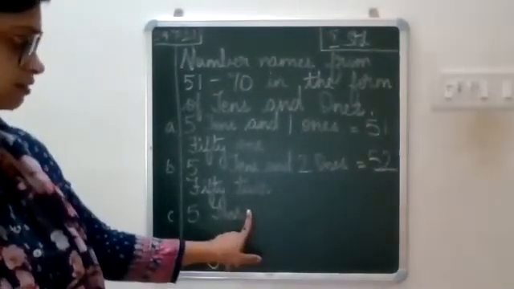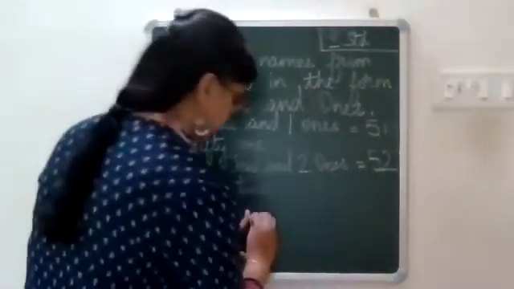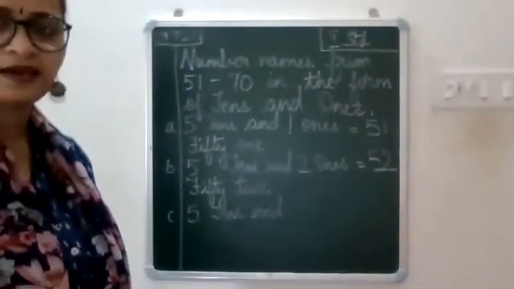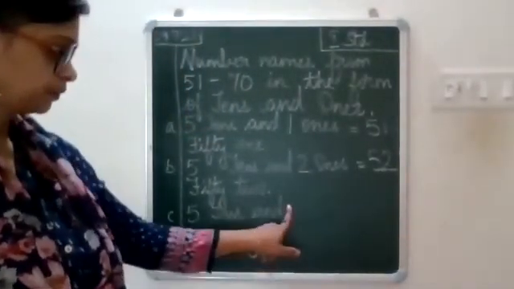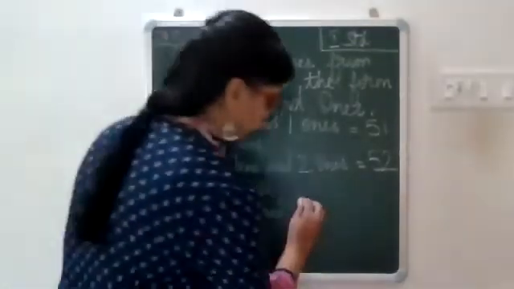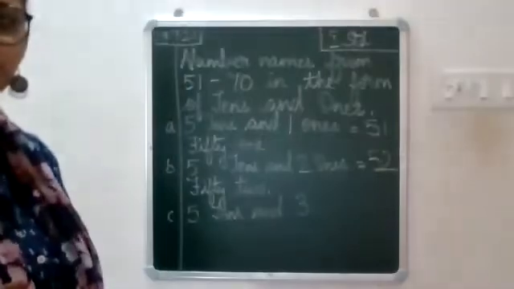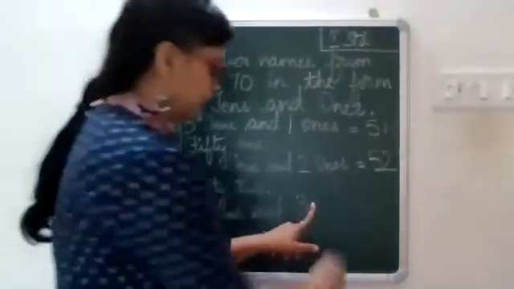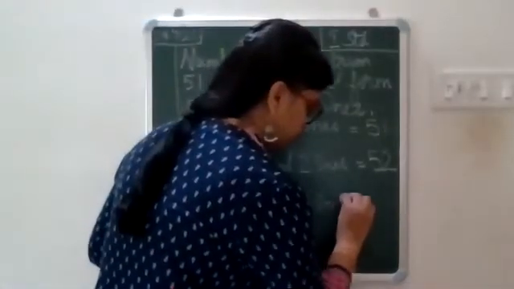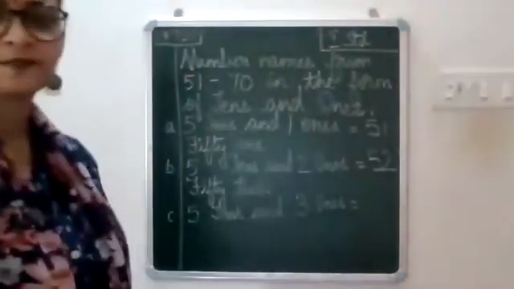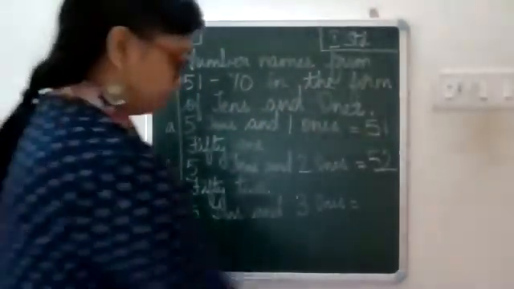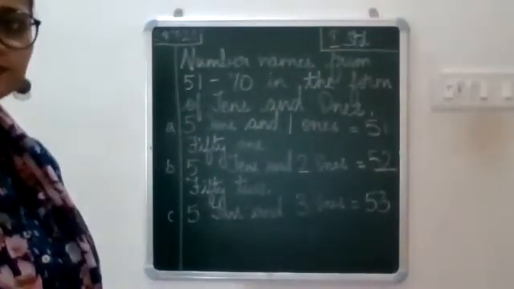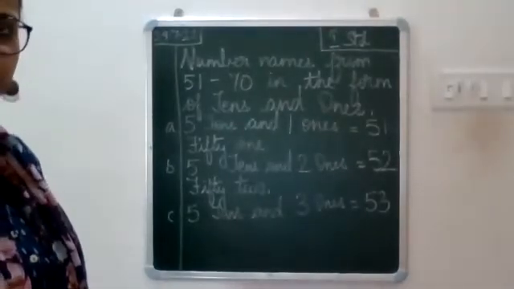5 tens. Leave a finger space, write down AND, and. Leave a finger space, write the number 3. 5 tens and 3 ones. Very good. Leave a finger space, write down ONES, ones. Is equal to 53. Okay. Yes, Nikhil.